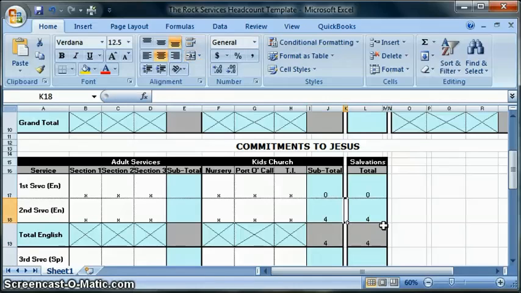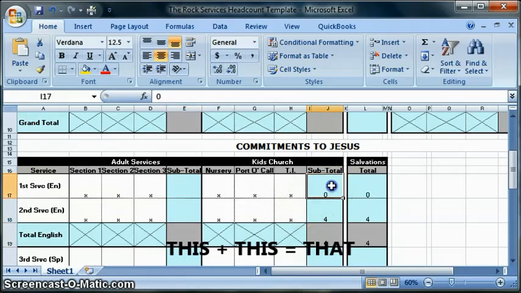Really, how you think about this is this total right here is the sum of these two: this one and this one equals that. And this total right here equals this plus this equals this. And same thing up and down. This plus this equals that. This plus this equals that. This plus this equals that. So I hope that makes sense.